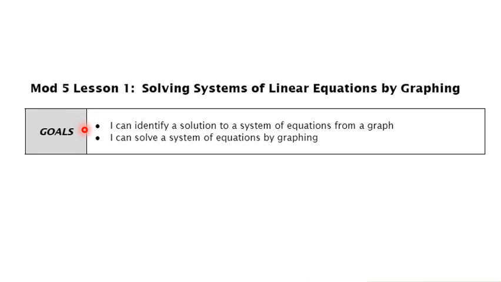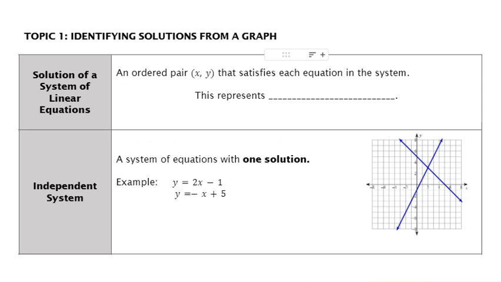So our goal for this section is to identify solutions from a system from a graph, but also to solve a system by graphing. So the first topic is going to be identifying a solution from a graph. Just a reminder, a system of equations is a set of equations. Typically we have two equations, two variables, and we're looking for values of x and y that satisfy both equations. So a solution will have a value of x and y that would work for both equations.